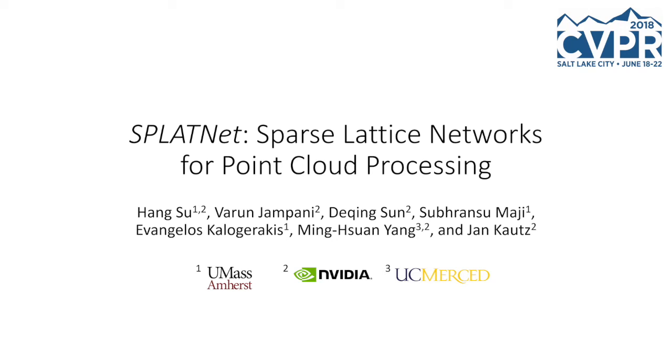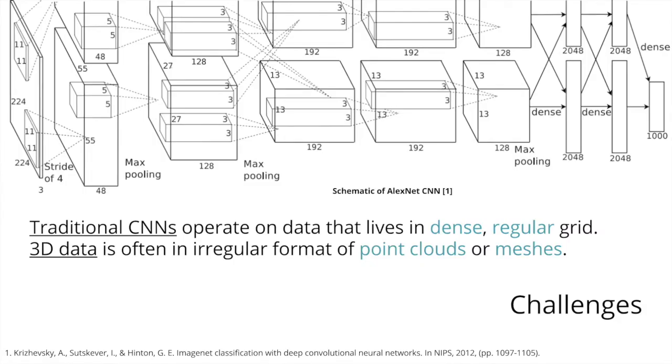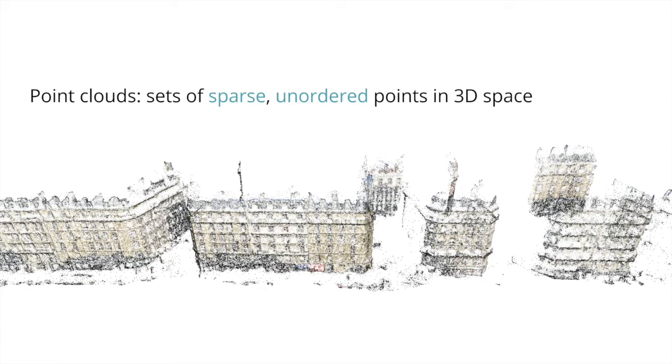We present SPLATNet, sparse lattice networks for point cloud processing. Traditional CNNs operate on data that lives in a dense regular grid, making them unfit to process 3D data, which is predominantly in the irregular format of point clouds or meshes. For example, point clouds, the 3D data representation of interest in this work, are sets of sparse unordered points and are difficult to process with traditional CNNs.